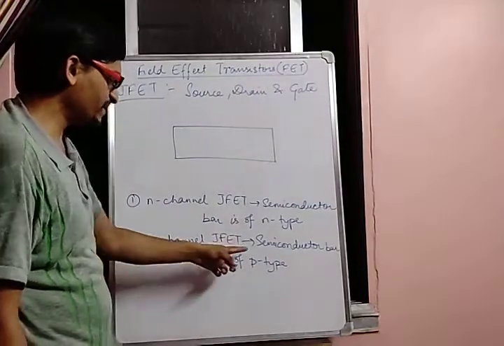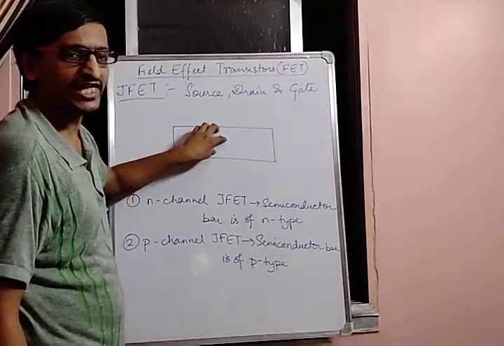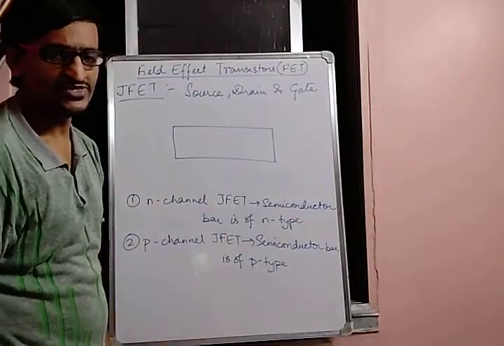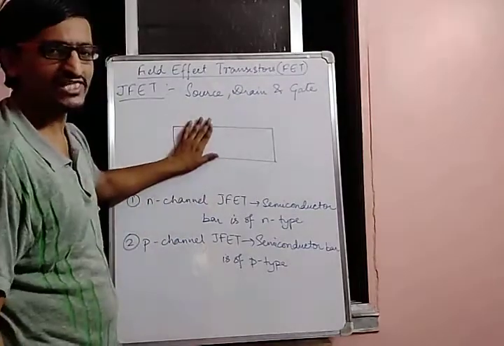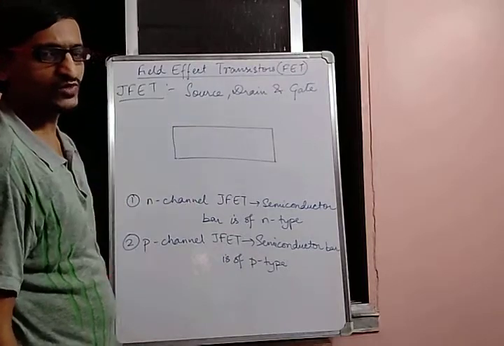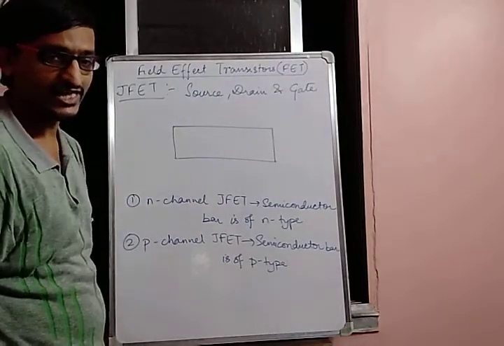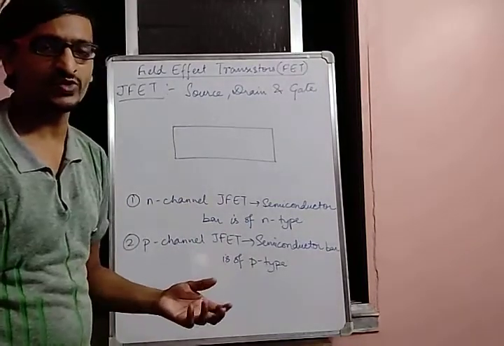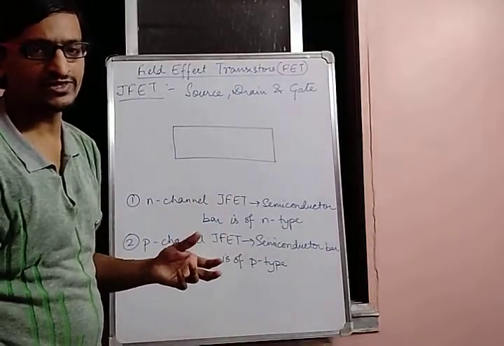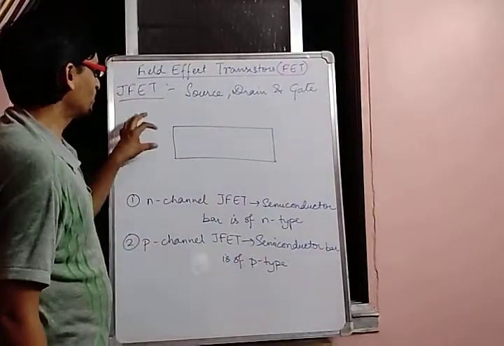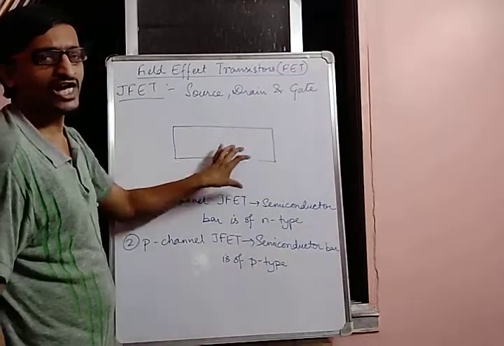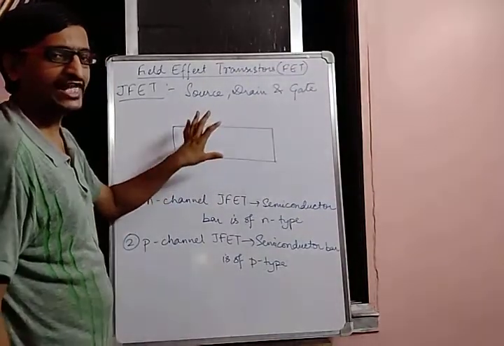On the other hand, in case of your P channel JFET, this bar is of P type. That means holes are your majority carrier. So in case of your P channel JFET, holes contribute towards the flow of the current. As I said earlier, in case of your field effect transistor, only majority carriers contribute towards the flow of the current.